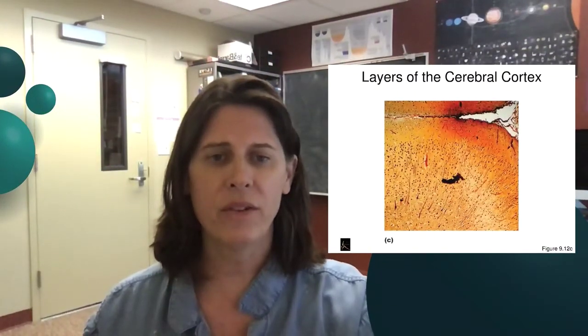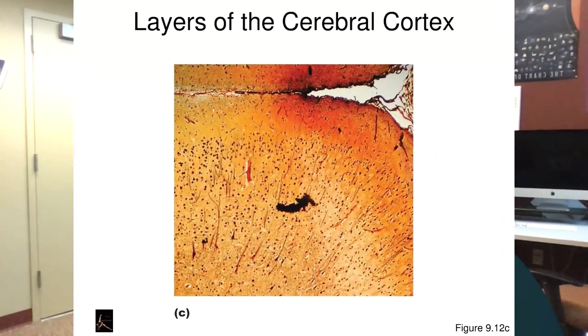All right, and this is what it would look like under the microscope. You can see the dark spots are the cell bodies and all of that organization within columns and things.